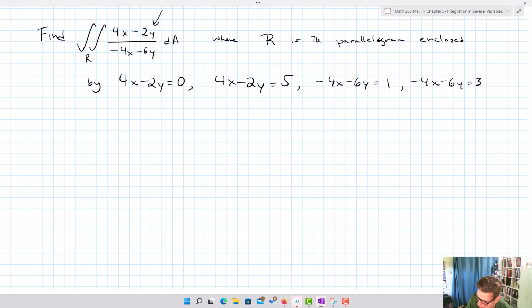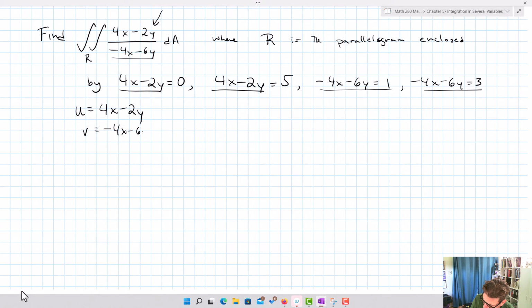Okay, so what we're going to notice is, look, it's 4x minus 2y, and two sides of our parallelogram are 4x minus 2y, so it makes sense to say, let's let u equal 4x minus 2y. Then we see our bottom is negative 4x minus 6y, and we also have negative 4x minus 6y in the integrand, so let's let v equal that. So v is going to be negative 4x minus 6y. That makes a lot of sense, because the integrand will then be just u over v. Straight up, very simple.